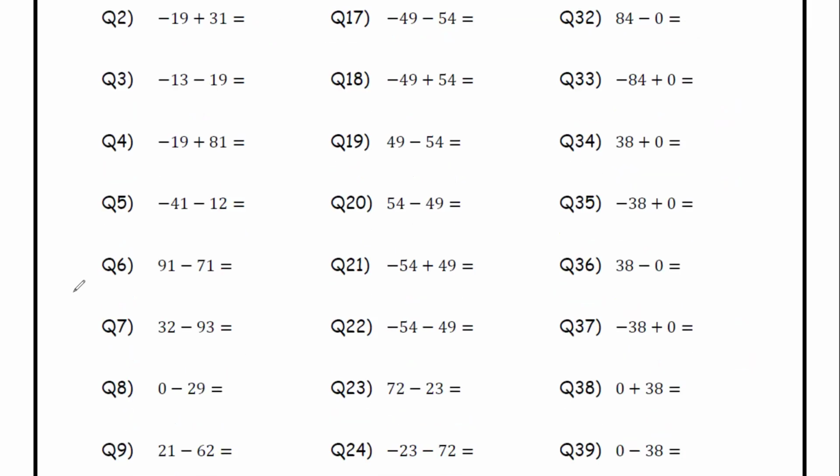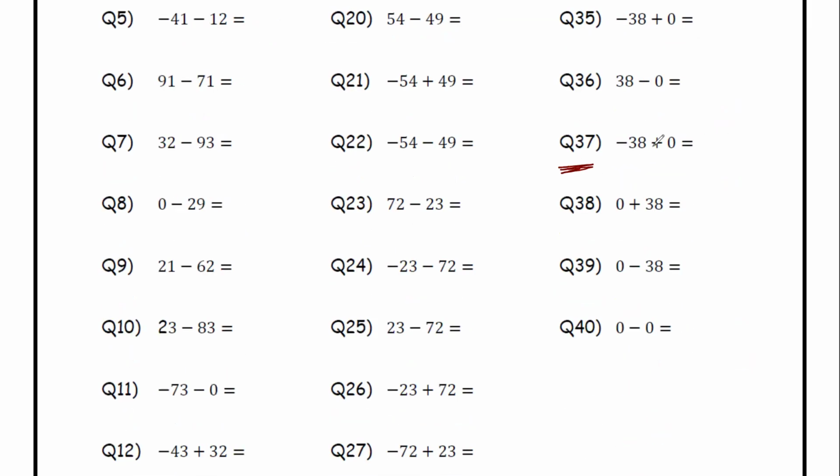Okay, last four. We'll take the difference, one is positive, one is negative. So it's 38, and the output will be negative because the bigger number 38 has a negative sign. 0 and 38, simply add them up. 0 minus 38, again the difference is 38, and take the sign of the bigger number. And this is 0.